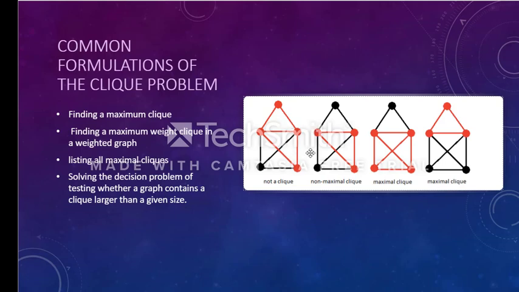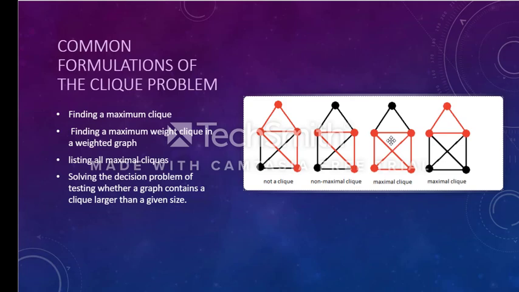So according to the graphs which we have here, the first graph doesn't have a clique because that subgraph is not complete. The second graph has a clique, but it's not maximal. This means that we can add another vertex to it to compose a larger clique.